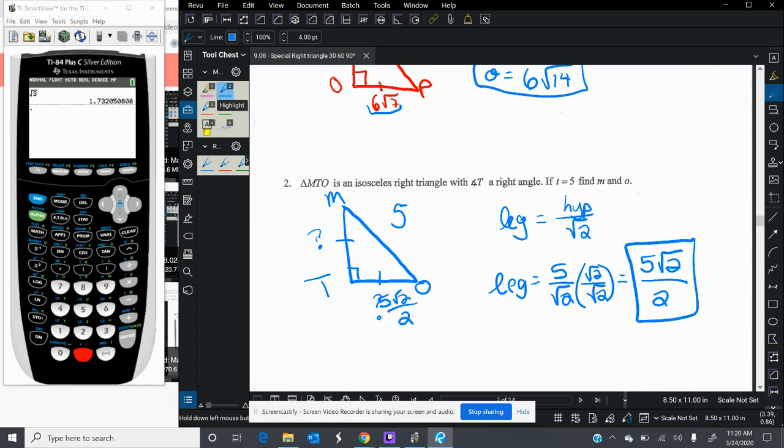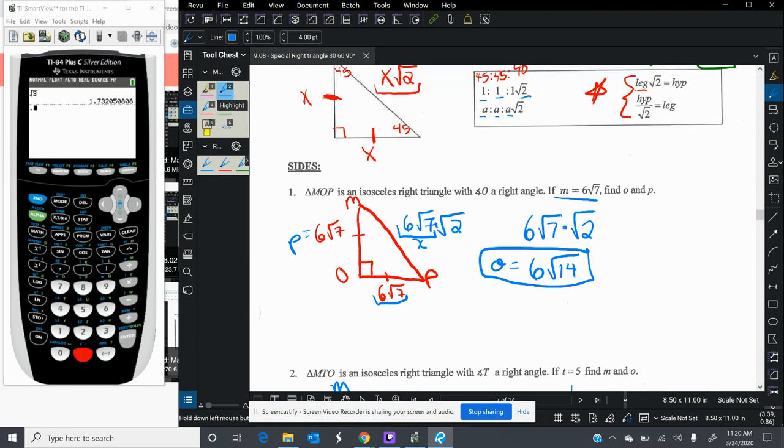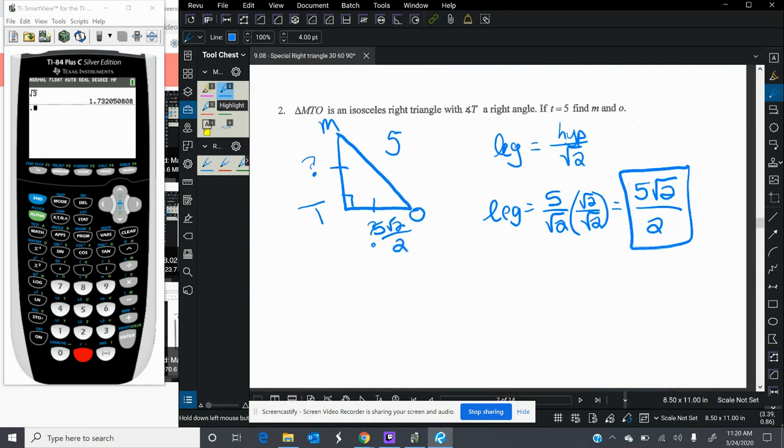So depending on what piece they give us, you just sub into that little format, x, x, x rad 2, or a, a, a rad 2. So x and a are interchangeable, just a variable for the two sides that are equal. You take that measure and multiply by the square root of 2 for your hypotenuse.